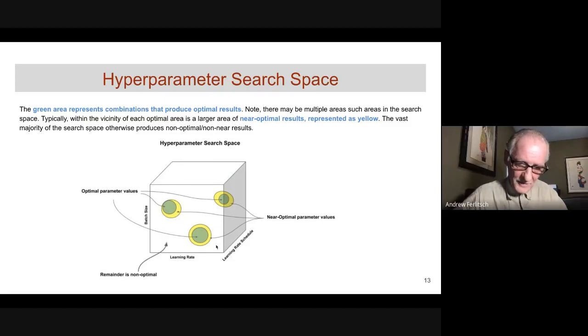Okay, so this is our search space. And in this volume of our search space, most of these combinations don't produce any good result. Not an optimal result, not even a near optimal result. But here and here and there are these little green areas that do produce what we could say are the optimal results. Okay, but they're very small, very infrequent and hard to find. But in the vicinity around them, these yellow areas are larger areas that produce near optimal results. Okay, and those are going to be a lot easier to find.